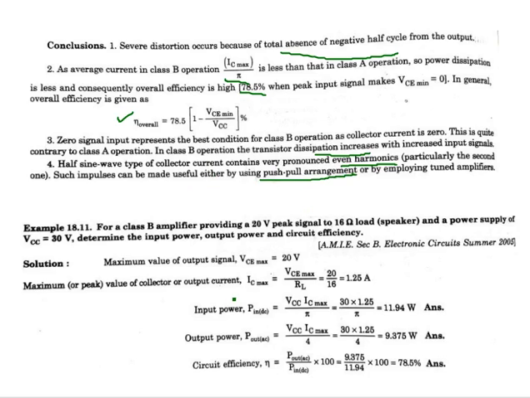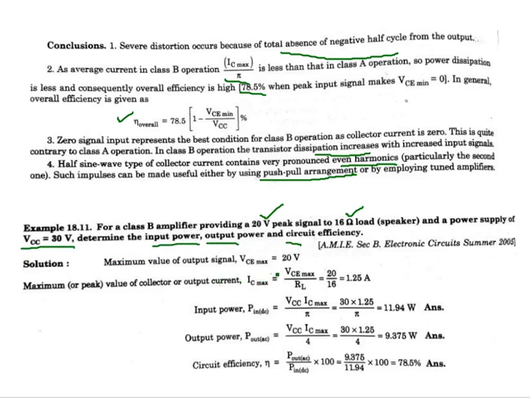Now this is a simple problem you can go through. For a class B power amplifier providing 20 volt peak signal to a 16 ohm load, that is a speaker, and a power supply of VCC equal to 30 volts, and this much data is given. You are asked to determine the input power, output power and circuit efficiency.